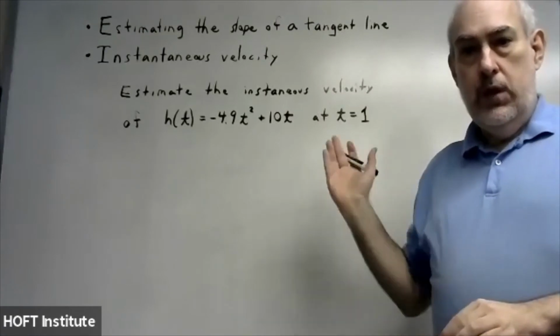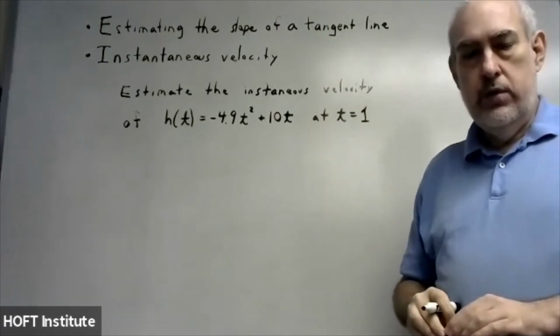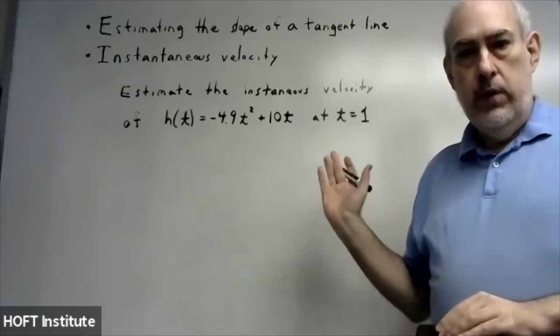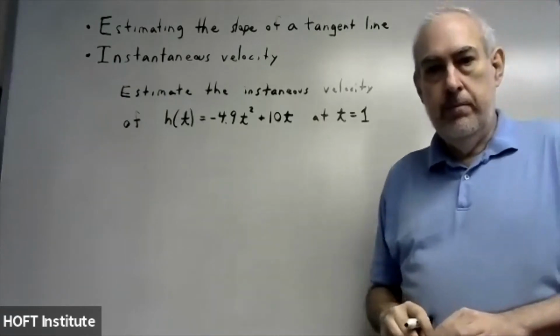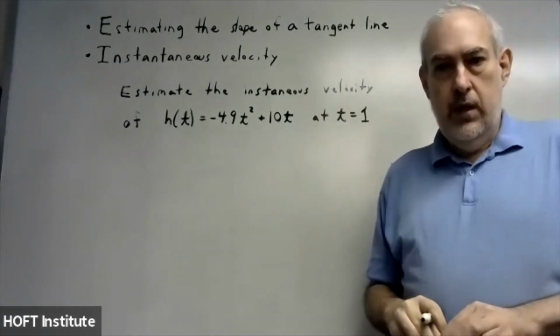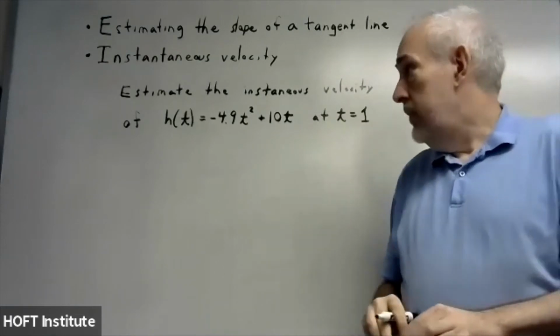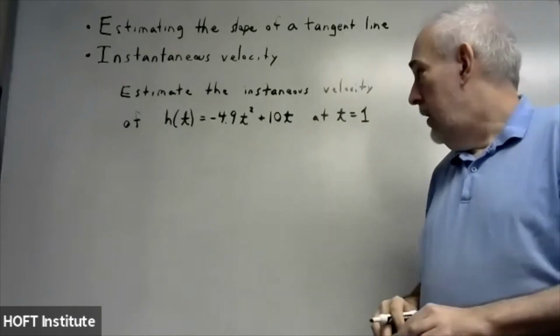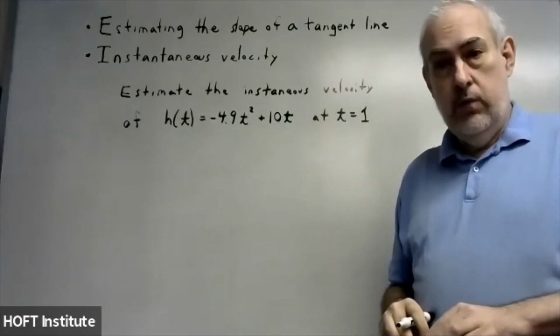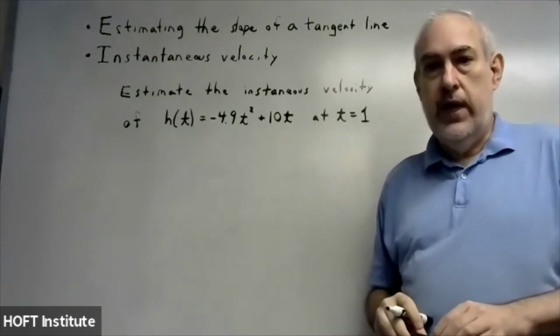Okay, so here is the problem that I've chosen to use as an example. I want to estimate the instantaneous velocity of the function h of t equals negative 4.9 t squared plus 10t at t equals 1. So we're going to make a table of values.